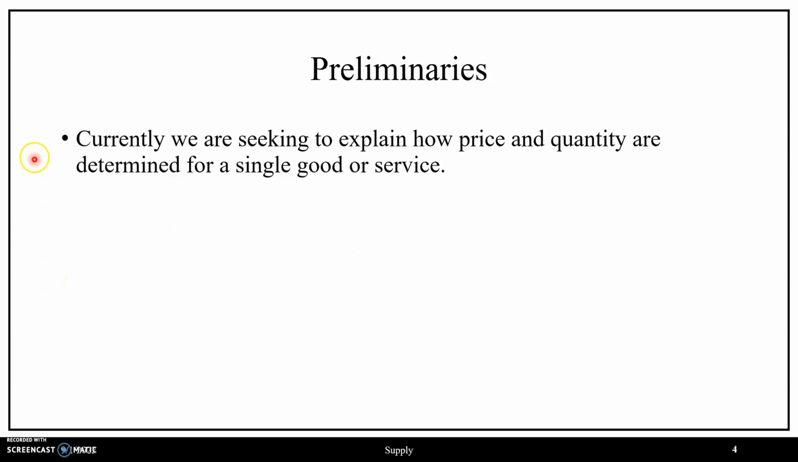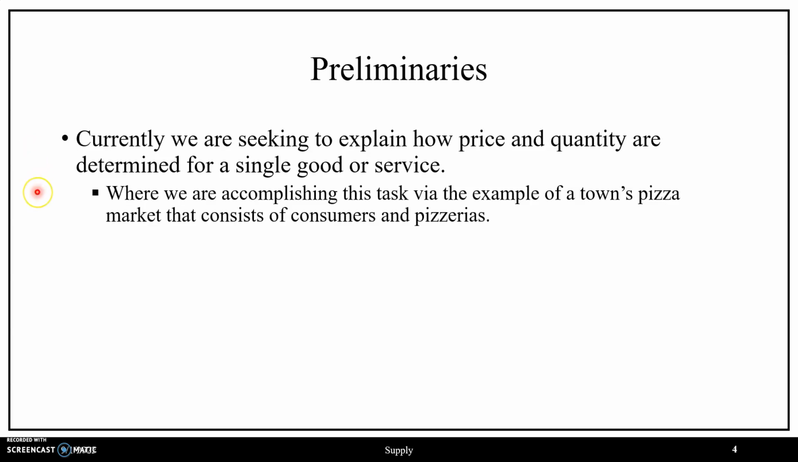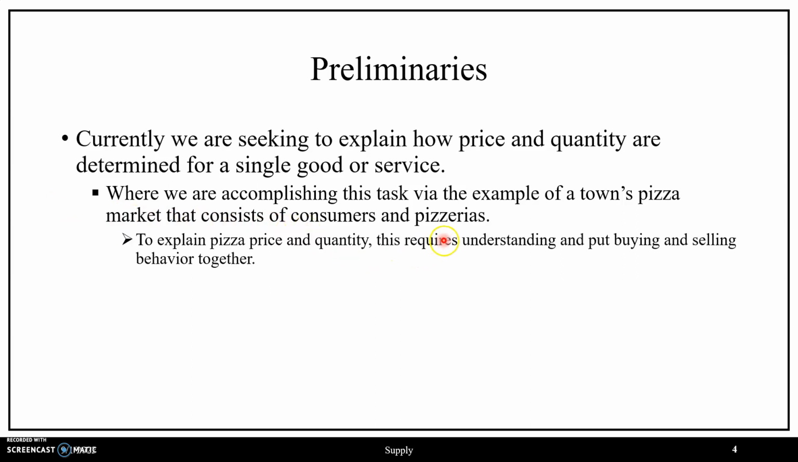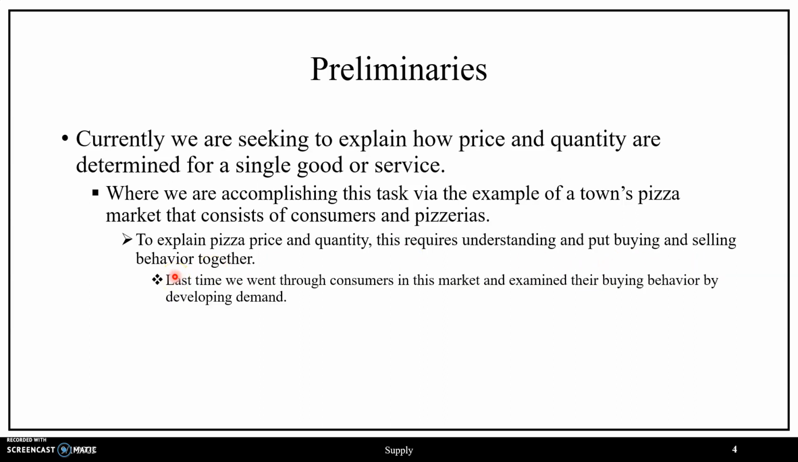With this in mind, beginning with some preliminaries, currently we are seeking to explain how price and quantity are determined for a single good or service, where we are accomplishing this task by an example, in which our example is a local town's pizza market that consists of consumers and pizzerias, where in order to explain pizza price and quantity for this market, this requires us understanding and putting both buying and selling behavior together.